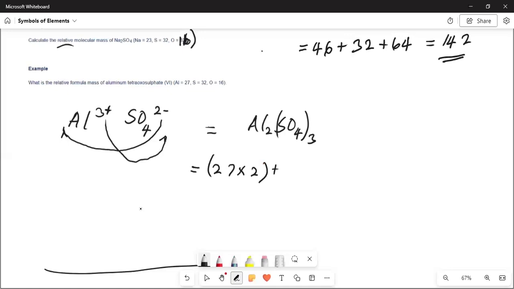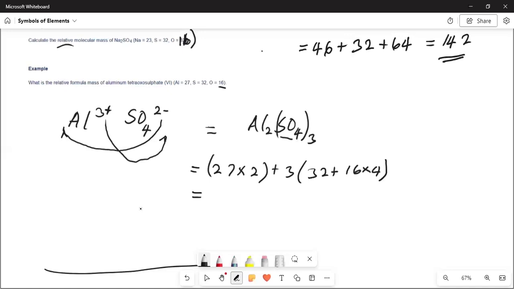is 32. This 3 outside here affects everything enclosed in the parentheses. So that will be 32 times 3. First of all, let's work on the bracket first and then leave the 3 outside, just like we used to do in basic maths, right? So I'm going to place the 3 here because I'm going to use this 3 to multiply the value I'm going to have from this bracket. So that will be 3 times 32 plus, now oxygen here, there are 4 atoms of oxygen. One atom is 16, so the 4 of them will be 16 times 4.